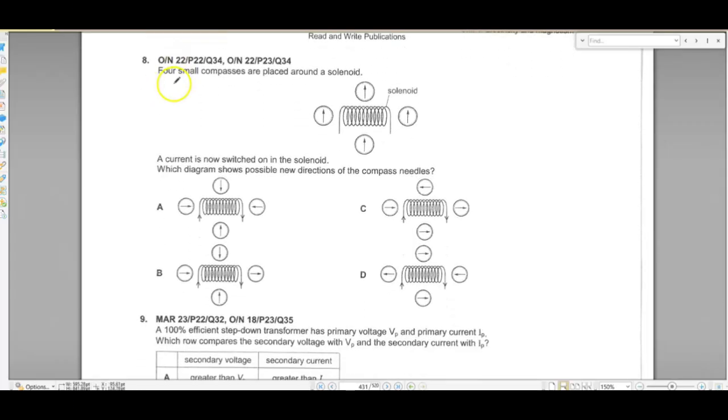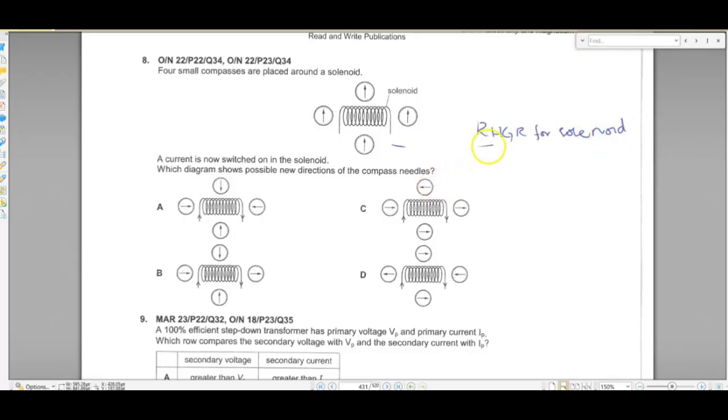Question number 8. Four small compasses are placed around a solenoid. The current is now switched on in the solenoid. Which diagram shows possible new directions of the compass needle? Okay, over here there was no current. In these figures, they have given you the direction of the current. And we know that we use the right hand grip rule for a solenoid to see what the direction of the current is and what the direction of the magnetic field is.